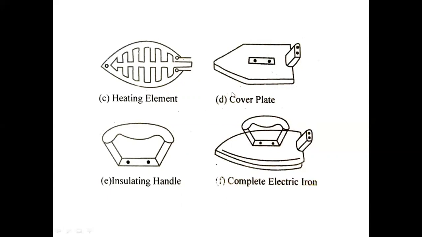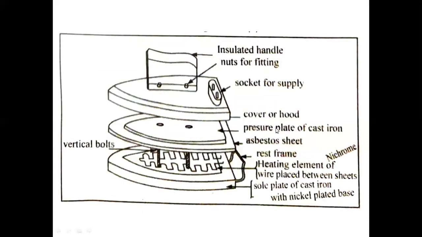Next, cover plate. Cover plate is made up of a thin sheet of iron. It covers all the internal parts of the iron. Handle, this is the handle. It is made up of either wood or ebonite. It is attached to the cover with the help of screws. So this is the complete electric iron. Now you can see the complete electric iron parts. So this is the assembly of electric iron.